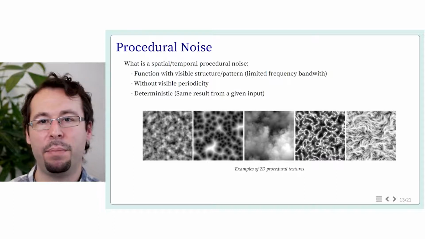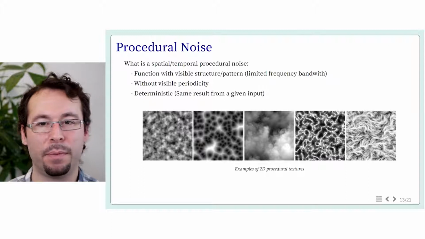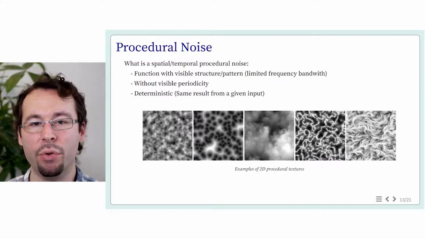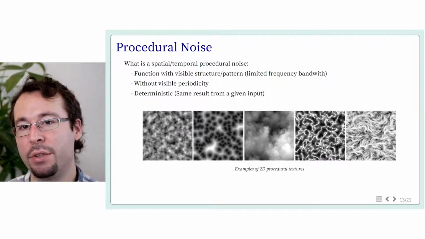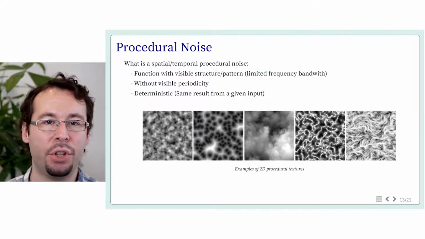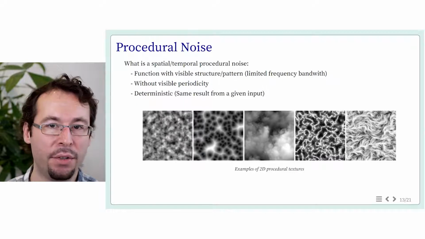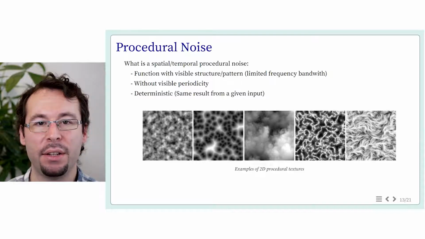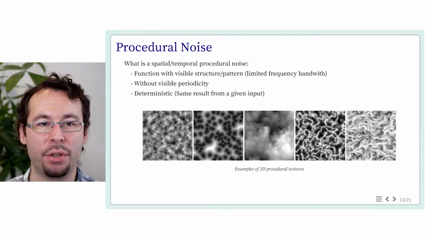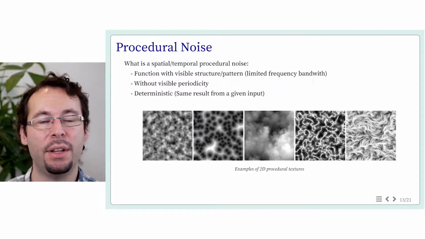However, the structure of a procedural noise should not be periodic, at least not visibly. Otherwise, it would not look like a natural noise. And this function should also be deterministic, meaning that it should always give the same output for the same input. Otherwise, you cannot reproduce and control your results. So here is a set of noise used to generate 2D textures, which is a common application, although the use of noise is larger than that.